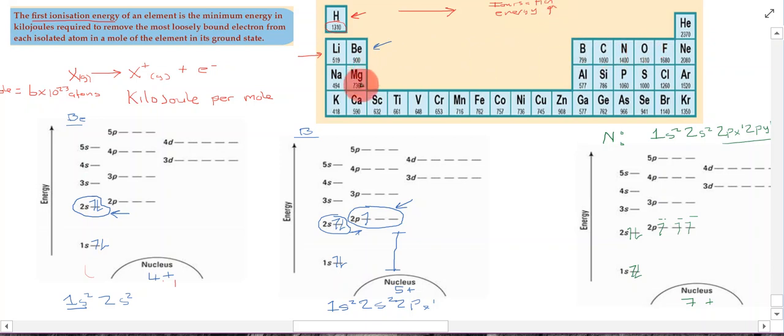Now there are the exceptions that we've talked about, so you have beryllium and boron, and you have nitrogen and oxygen, which don't follow this trend, and I've talked about why they don't follow this trend, and it's because of the way the electrons are configured in the sub-energy levels within the main energy levels. So that's generally the trends that we're looking at when we look down the groups and along the periods in relation to ionization energy. So hopefully that makes sense.